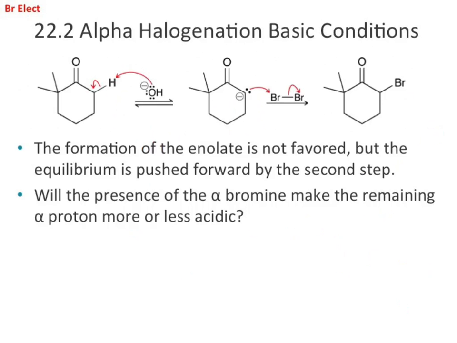Next slide, if I look at it a little bit more carefully on what we're talking about, now shifts to going under basic conditions. Under basic conditions, we're still doing effectively the same type of chemistry. We go through, we remove the hydrogen, we form our enolate. Should we expect this one to be more or less nucleophilic than our enol? What does our enol look like?